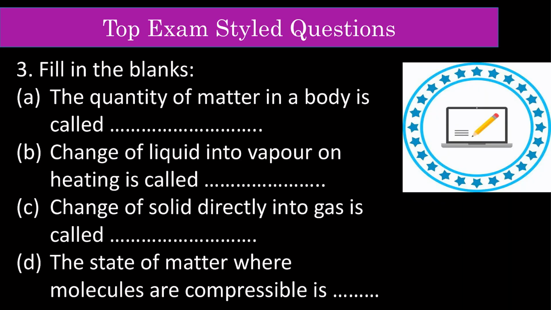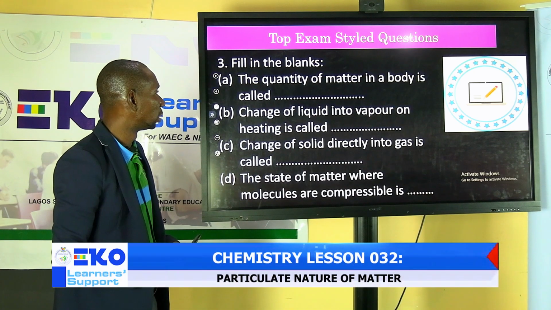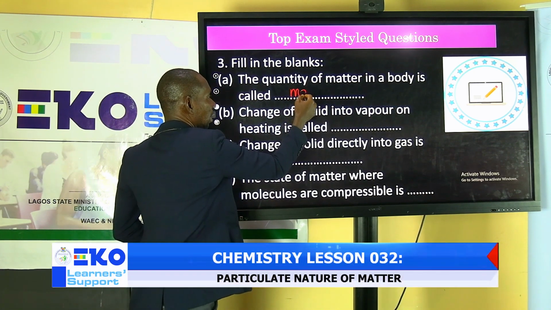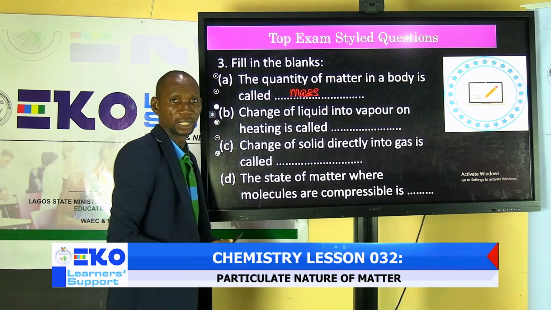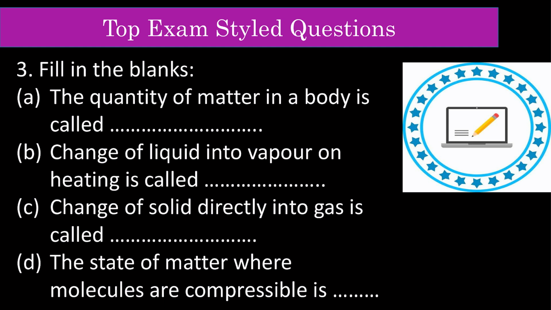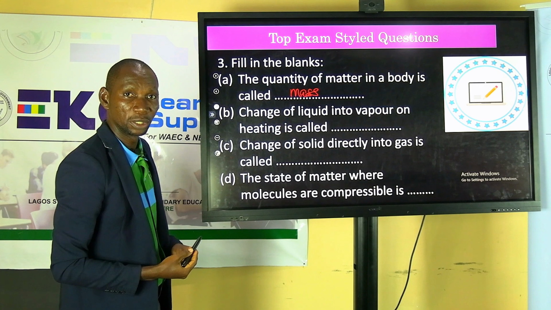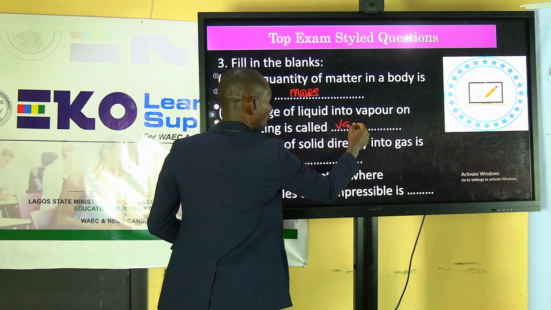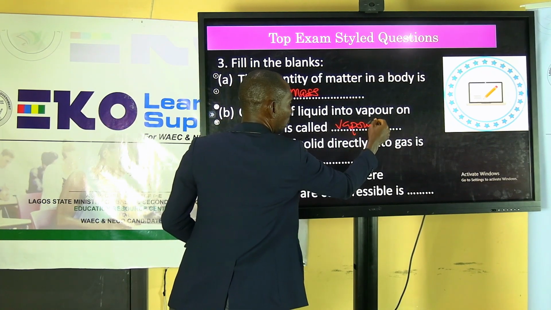This is filling the blanks. A, the quantity of matter in a body is called what? What do you call the quantity of matter in a body? That is referred to as the mass. Fantastic. You're doing great. Change of liquid into vapor upon heating is referred to as what? What do you think? Very good. The answer is vaporization.